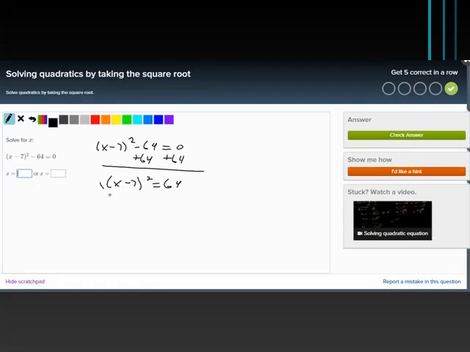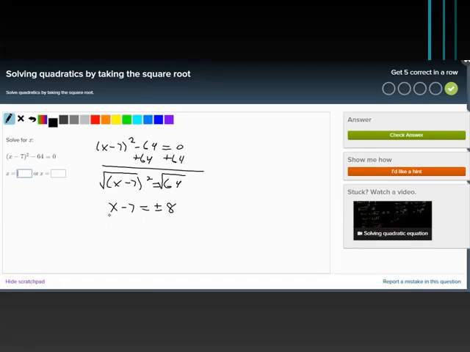Since the square is by itself, I can now take the square root of both sides. The square root and square cancel each other out, so I get x − 7. The square root of 64 is plus or minus 8. Do not forget the plus or minus. That is very important. If you do, you'll only get one answer, which is going to be incorrect. Remember, when you're taking the square root, you always put a plus or minus in front of it.